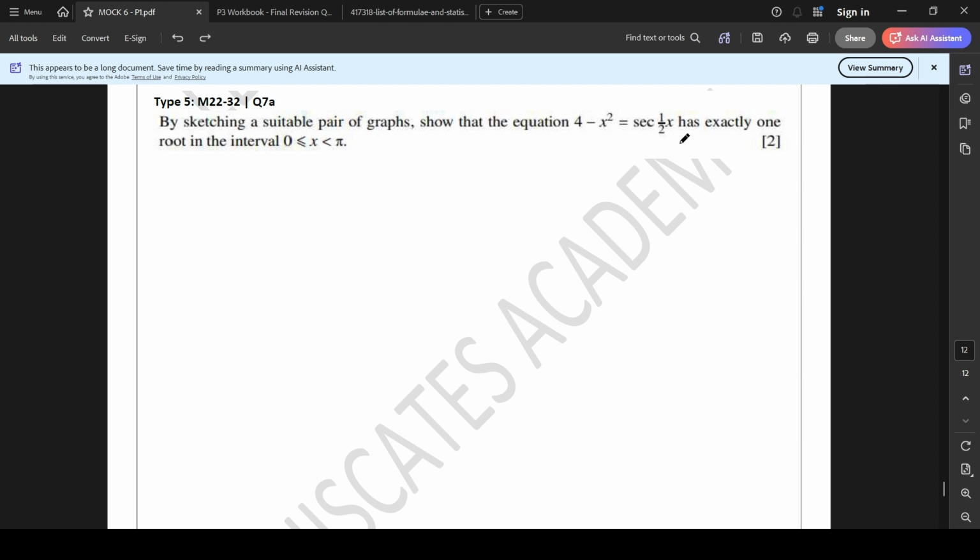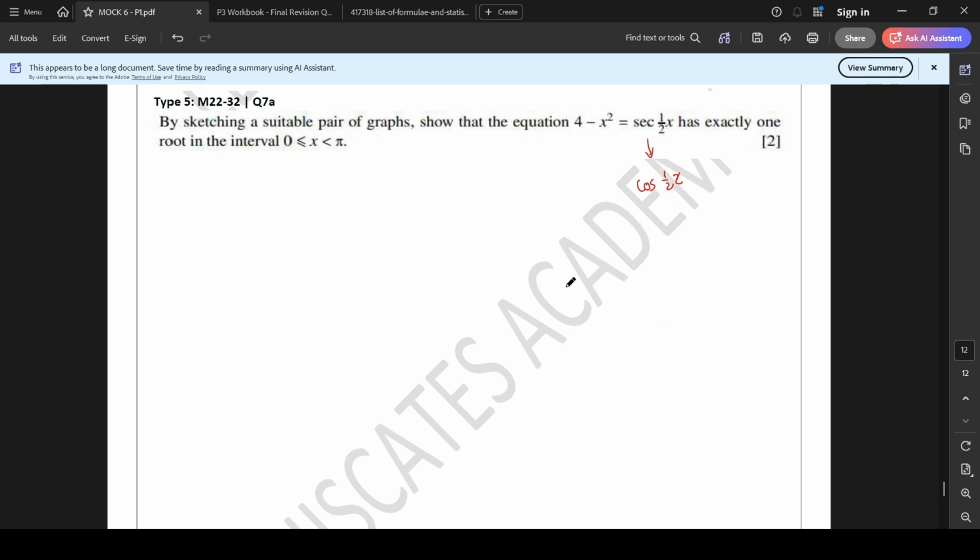So let us think about how the graphs are going to look. First of all, let's think about sec of half x. To draw sec of half x, you should understand how to draw cos of half x. If you know how to draw cos of half x, then sketching this becomes very easy. Half basically indicates that in between 0 to 2 pi, you will have half the curve. So in between 0 to pi, you will just have 1/4 of the curve like this. And if you have this kind of curve for cos of half x, you know that the graph is going to look like this for sec of half x in between 0 to pi.